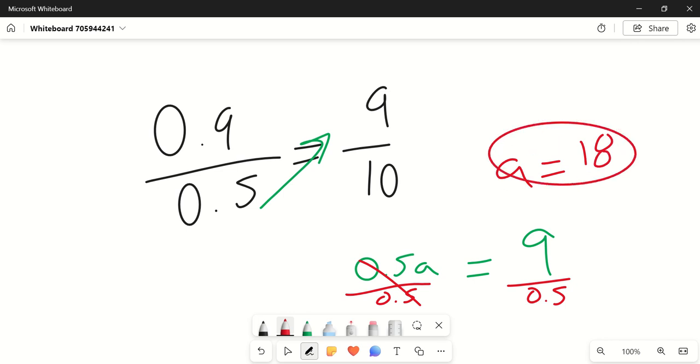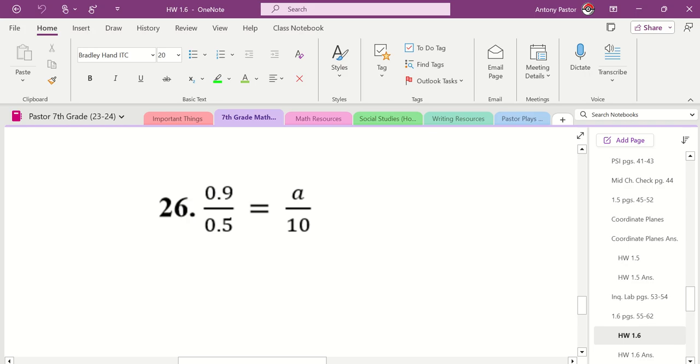So just make sure you're showing your work with each step as you go along. That is the entire lesson for lesson 6.